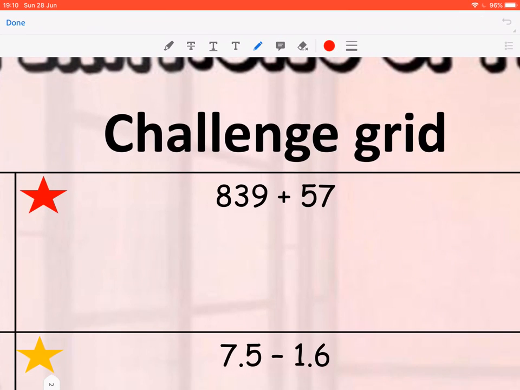Next one, I got 839 plus 57. So I set up my column addition exactly as I would normally. Okay, remember everything hugs the right hand side.